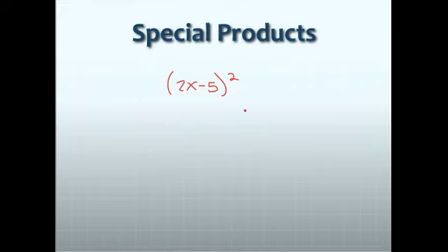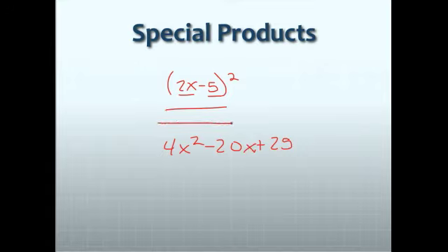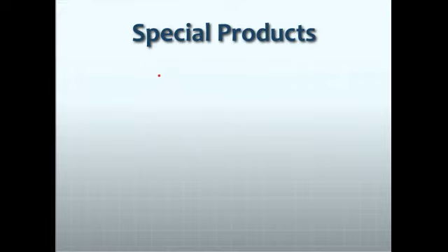So let's try another one without having to expand it all. Okay, let's do 2x minus 5 squared. We know what the pattern's going to look like, so let's square the first one, 4x squared. Let's square the last one, plus 25. Now, for that middle term, we just go 2 times negative 5, which is negative 10, and we double it, negative 20x. We skipped expansion, we skipped FOIL, we go straight to that. 2x minus 5 squared is 4x squared minus 20x plus 25.